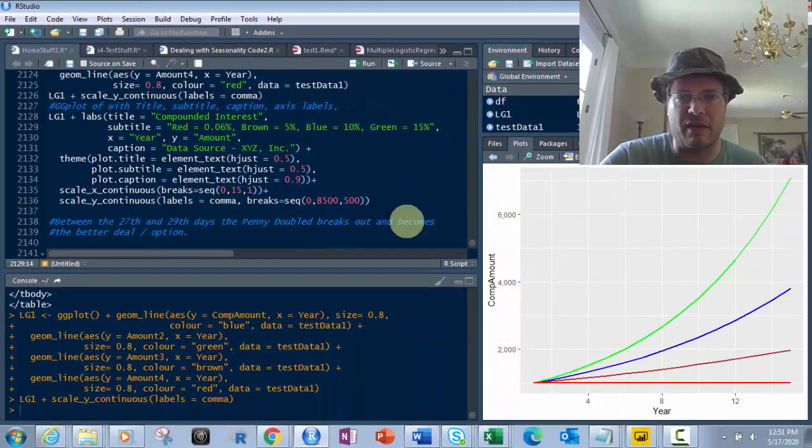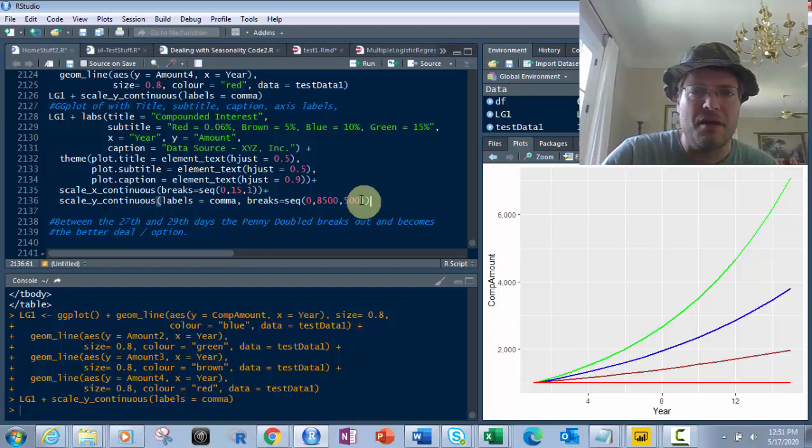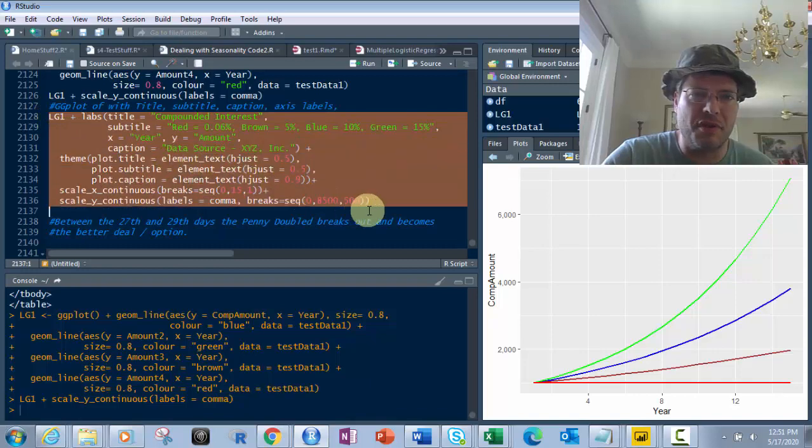Remember, you got to have pluses at the end of the line. Don't put a plus at the beginning of the line. It doesn't like that in R. So if I take this and I just run that through there, watch what happens to my graph. Ah, that looks nice. So now I've got, as I told you, these are centered.